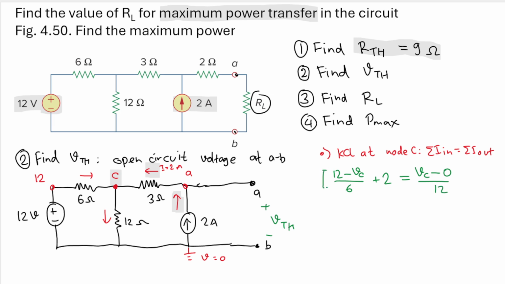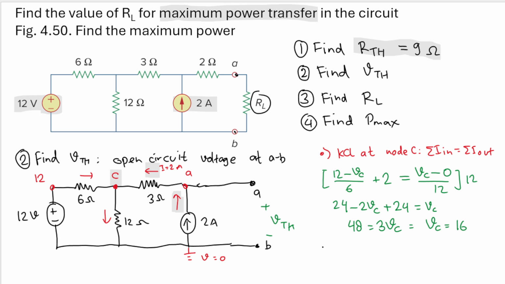Okay, get rid of that 12 by multiplying both sides by 12. And 6 and 12 will cancel into 2, so we'll have 24 minus 2 VC, and then plus 24 here. And that will equal, we'll have 12 and 12 that will cancel each other, so we'll have VC here, and then we will have 48 equal to 3 VC, and that means VC is equal to 16. But then we can also calculate VA from that.